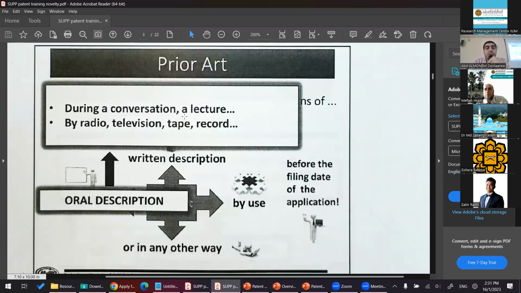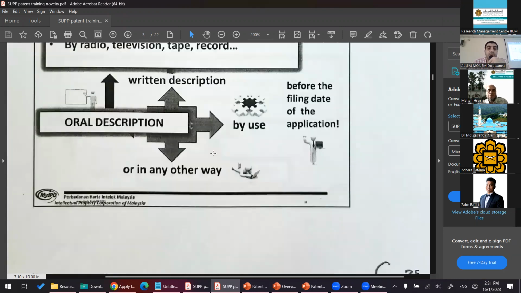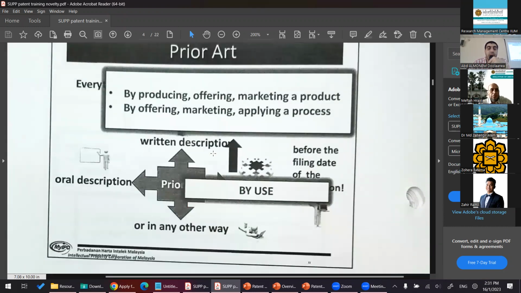Oral description: conversation, lecture, radio, television, tape, record, anything. By use, like by producing, offering, or marketing a product or a process. I think the doctor here mentioned the system. So if they are using it, it is considered prior art by use. This is why we cannot actually patent something people are using.